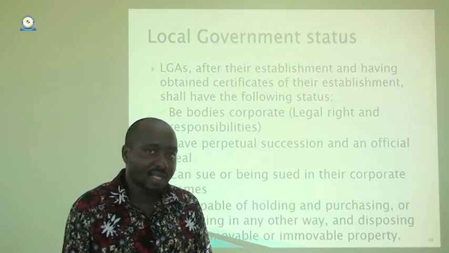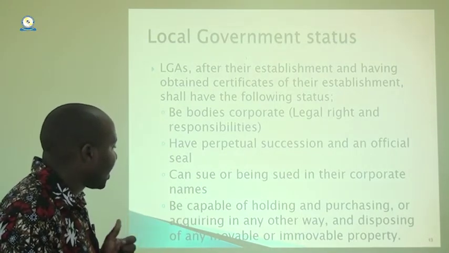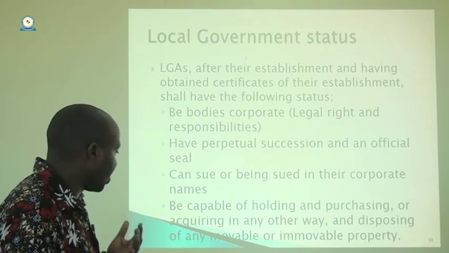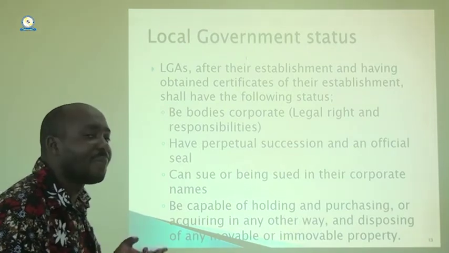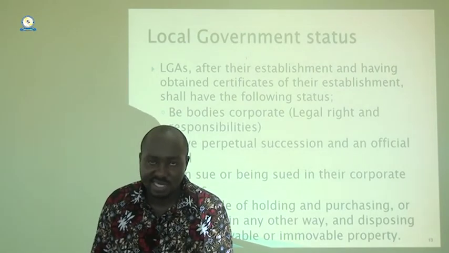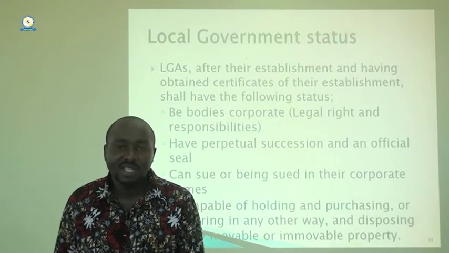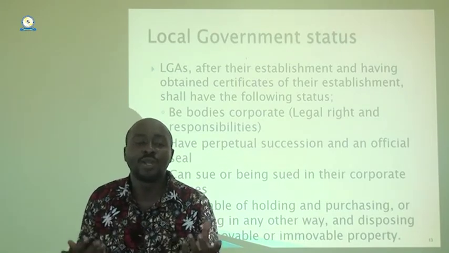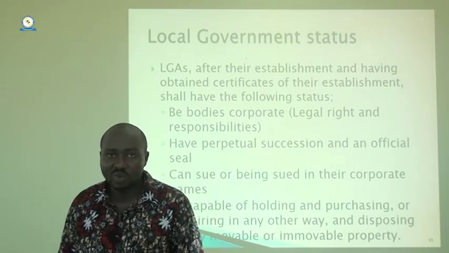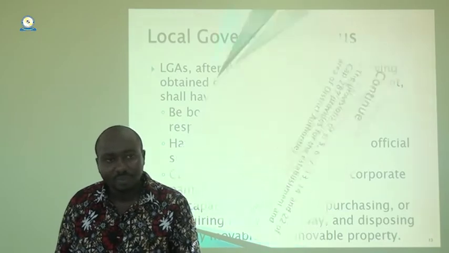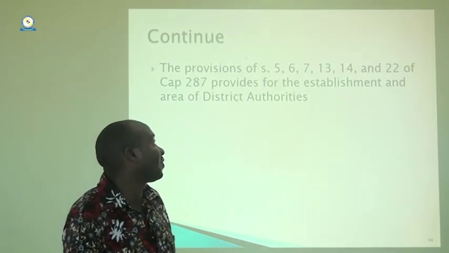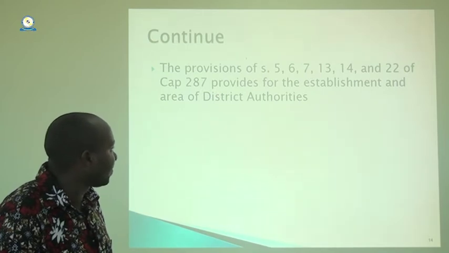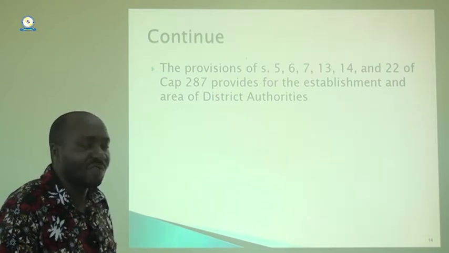Another status is that the local government is capable of holding, purchasing, acquiring and disposing of any movable and immovable property. These properties include land, buildings, and whatsoever. The local government has that power. It has power to own movable and immovable properties, including cars and whatsoever. The provisions of Sections 5, 6, 7, 13, 14, and 22 of KA 287 provide for the establishment and area of district council.